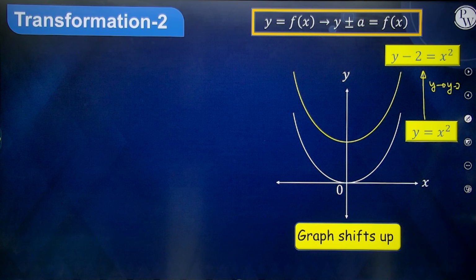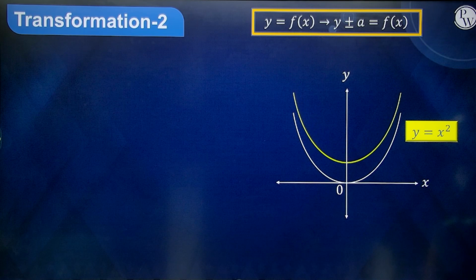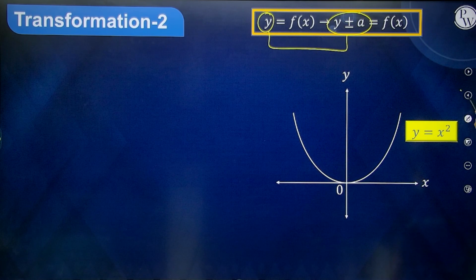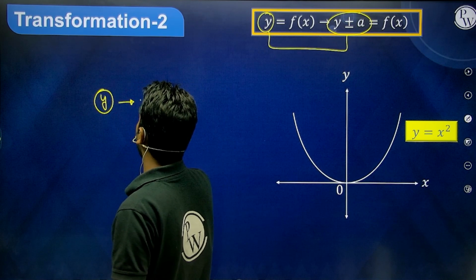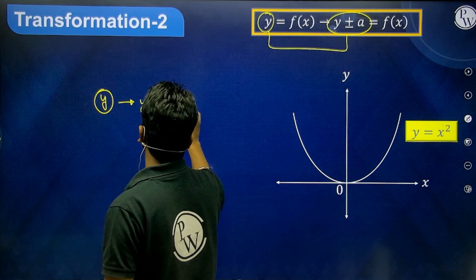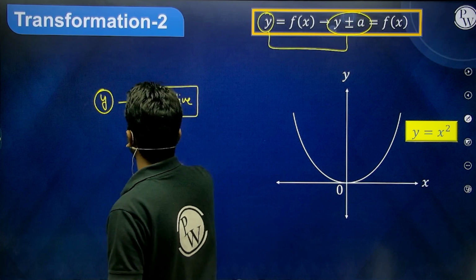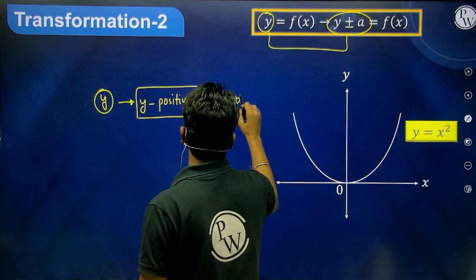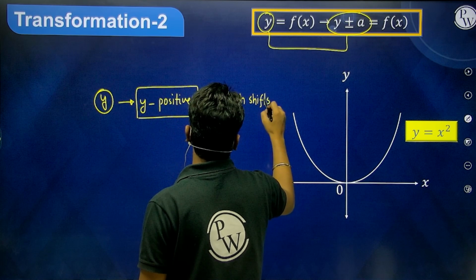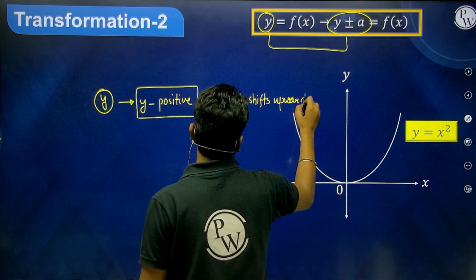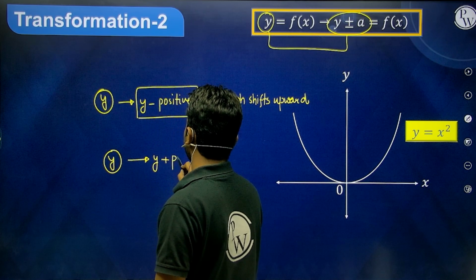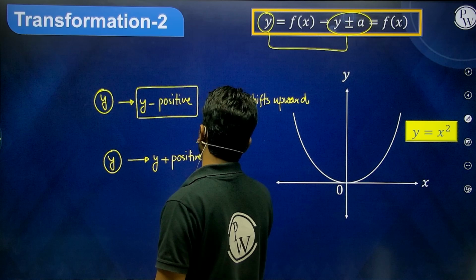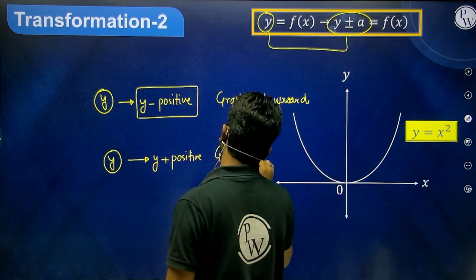So whenever y has been replaced by y minus some positive number, the graph goes upwards. This is what I am saying. Let me write it over here for you, that whenever y is replaced by y minus some positive number, graph shifts upward. And whenever y has been replaced by y plus a positive number, the graph shifts downward. Vertical movement only will take place because I'm changing only y.